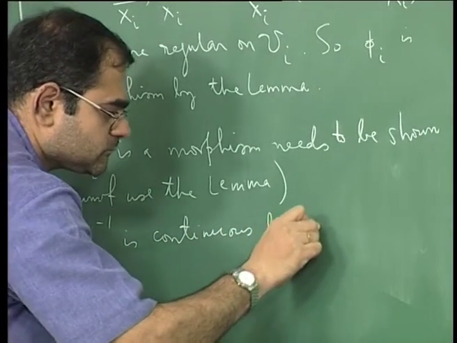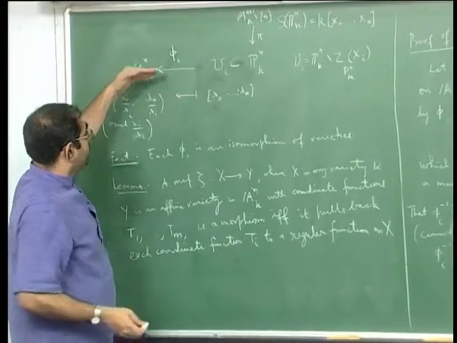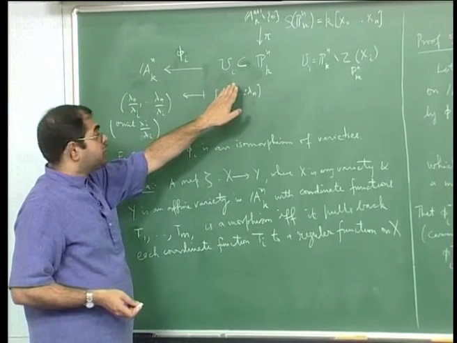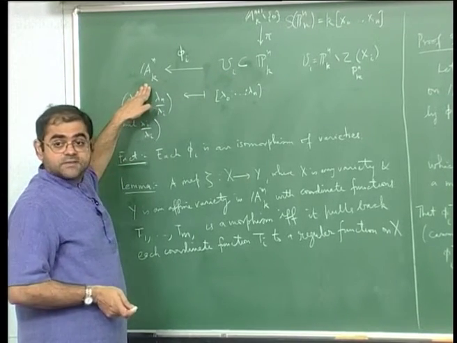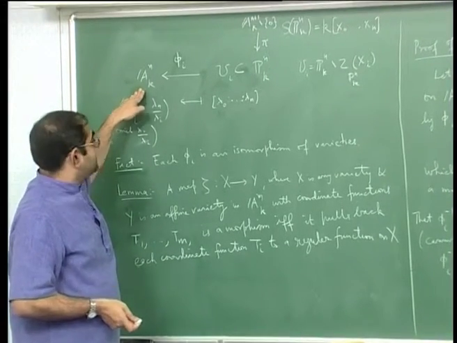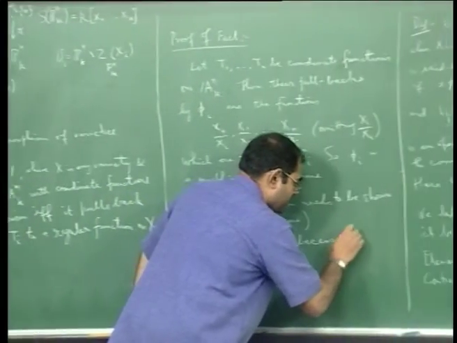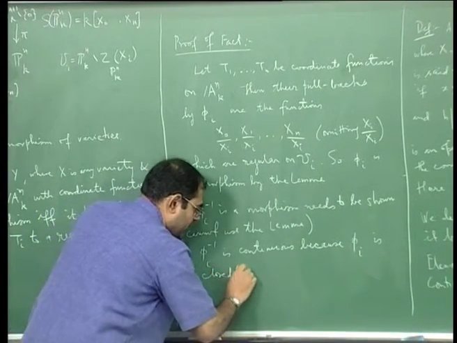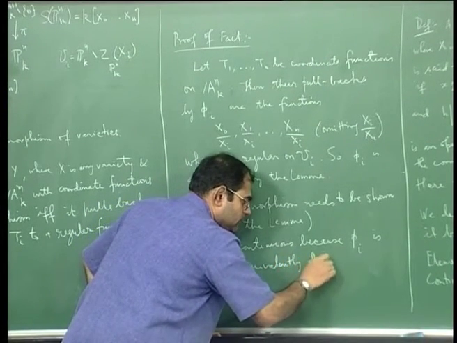Because, how will I show that it is continuous? To show it is continuous I have to show that if I take a closed set here, its inverse image under phi inverse, which is the same as its image under phi, is a closed set in An. So I will just have to show that phi is a closed map, or equivalently an open map, okay.